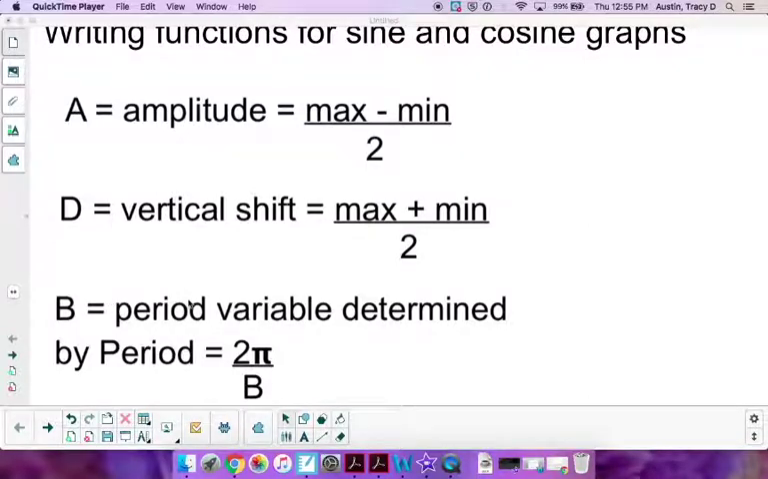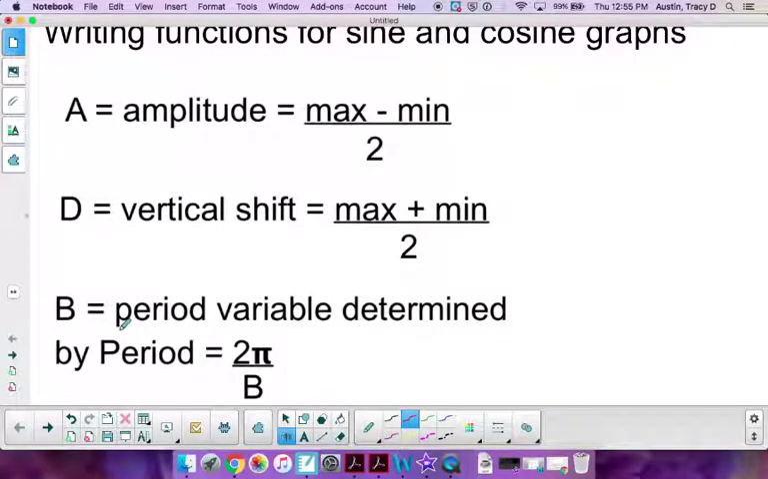All right, B is not your period. Remember that, please. Highlight, underline, star it, or something so that you remember. It is your period variable. It actually determines what your period is going to be because of the formula, period equals 2 pi divided by B. And remember, please, that period is how long it takes for the graph to go through one complete curve. Okay, whether it's sine or cosine doesn't matter. But it's how long it takes for it to go one complete curve, and B is not the period itself. It is the variable that gets us our period, that tells us how fast or slow the curve happens.